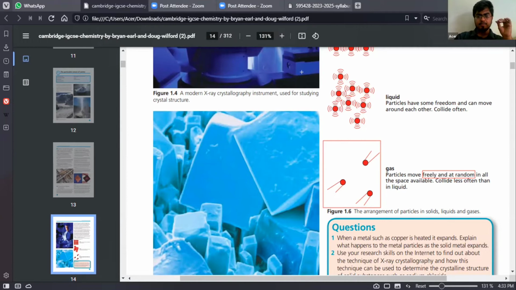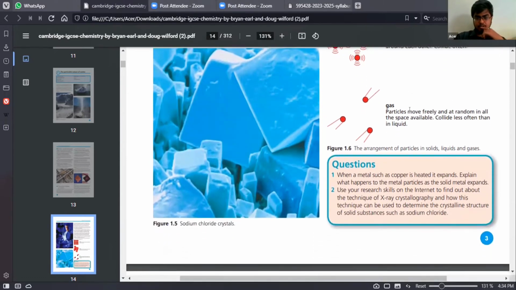Okay, so let's try to answer a few questions here. The question is: when a metal such as copper is heated, it expands. Explain what happens to the metal particles as the solid metal expands. Can you try to answer this question? When a metal is heated, it doesn't evaporate, no? No, it's metal. The metal expands, it gets a little bigger.